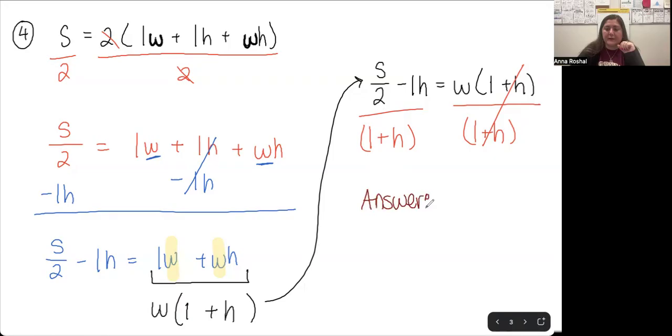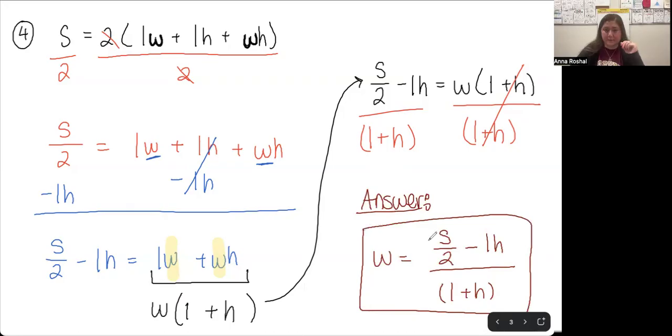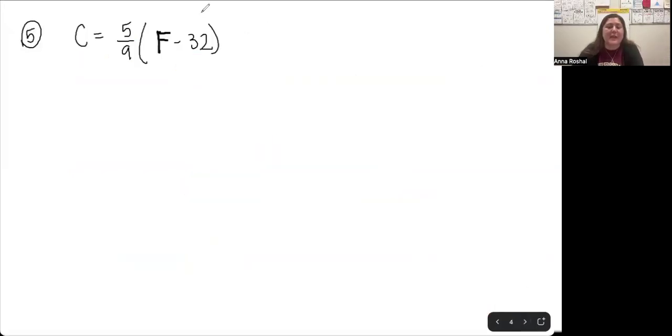So final answer: the width is going to equal the surface area divided by 2 minus the length times the height, all divided by length plus height. You could leave this in parentheses. I don't think it's an absolute necessity, but it's totally fine. Okay, that's my final answer. Now I know it looks gross, but it's totally fine that it looks gross because it's not a problem.